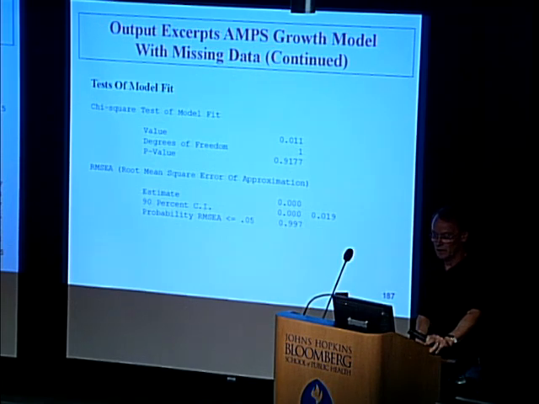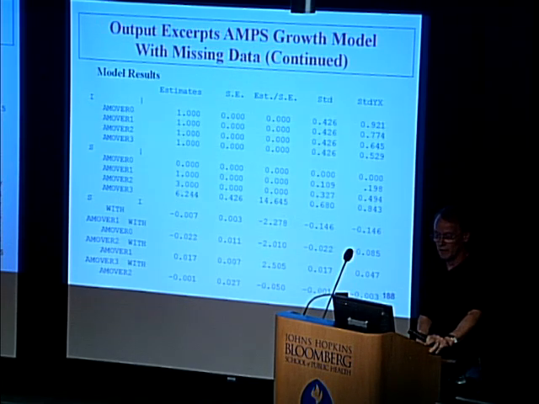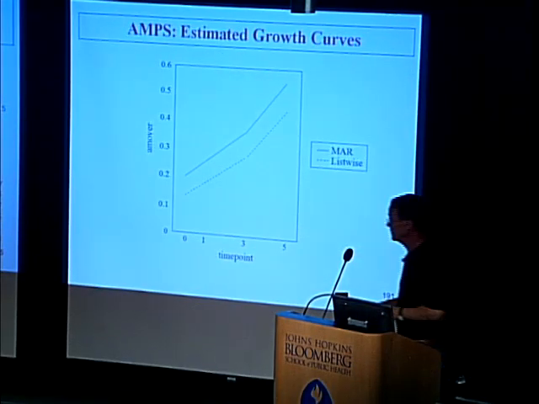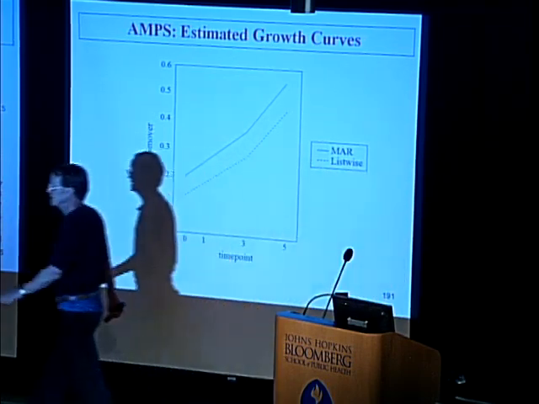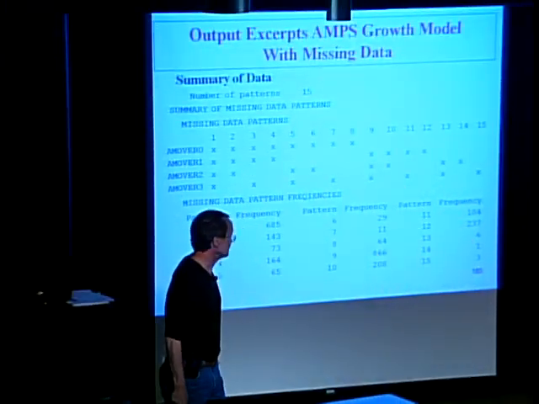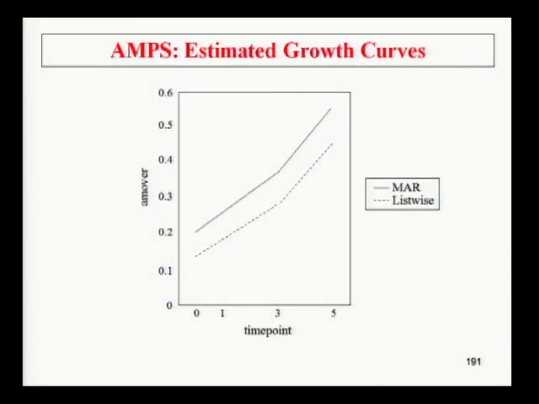Here you get the test of model fit. We're not so interested in the growth model results here, as we are interested in this picture. So tell me why these two lines are different and what that means. Why is the MAR line, the estimated growth curve under MAR, lying above the estimated growth curve under listwise?